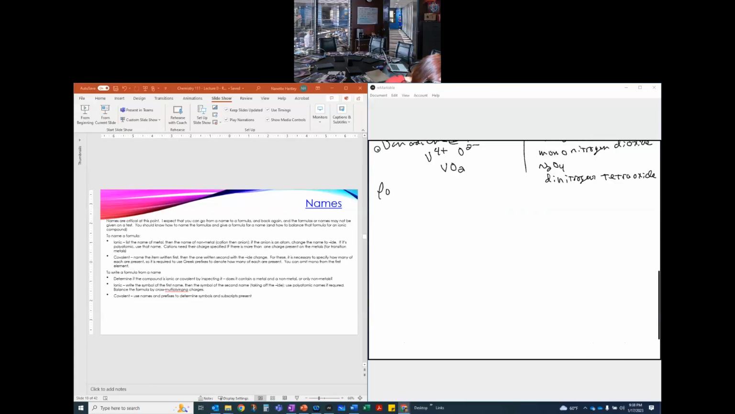Now, when we go from formula to name for ionic compounds, that's a slightly different story. Here's a good one, Mg3(PO4)2. This is an ionic compound. We have Mg, which is magnesium, and I know that magnesium is an alkaline earth metal, so it has a 2+ charge. I also know that because there's 2 phosphorus things there.